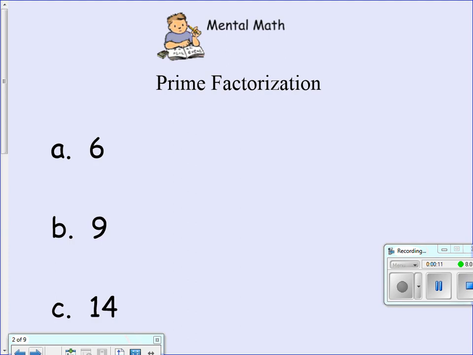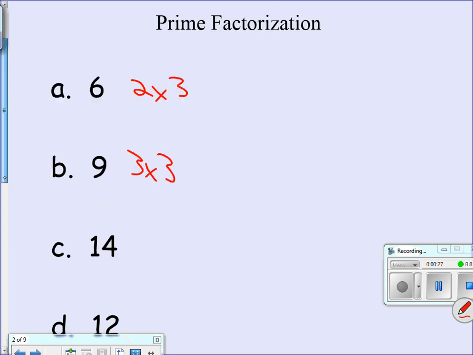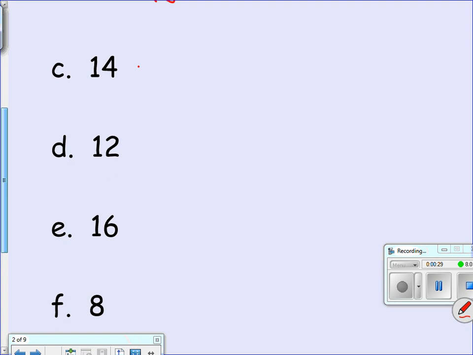Okay. Remember, what prime numbers, when multiplied, equal these? This is some mental math here. How can we get to 6? 2 times 3 equals 6. They're both prime. How can I get to 9? 3 times 3 equals 9. These are all prime numbers. 2 times 7 equals 14.